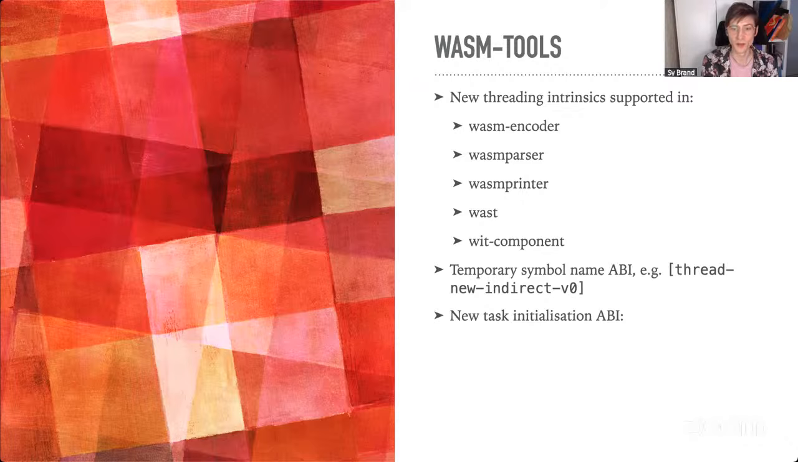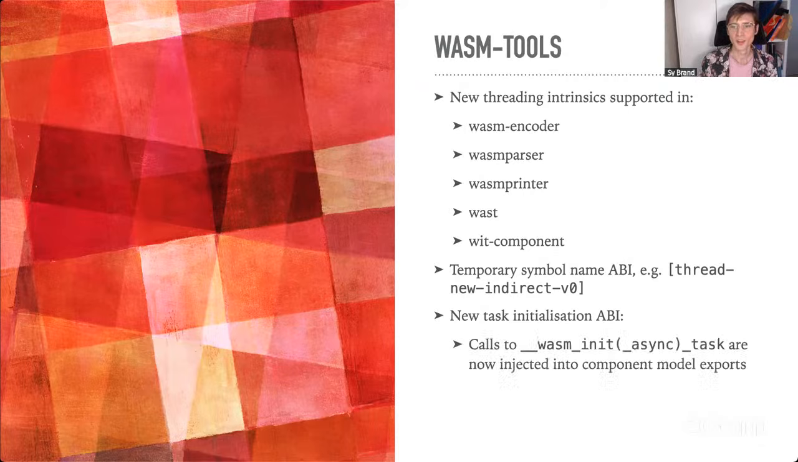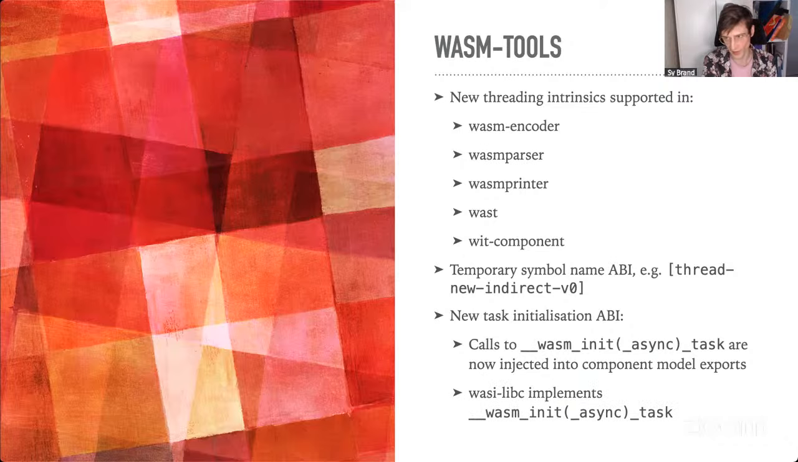We also importantly have a new ABI for task initialization. So remember when you call some export, you get a task, which needs to set up the stack pointer and the TLS base. So what we do for that is WASI-libc is going to create this function called wasm init task or init async task, and wit-component ensures that calls to this get injected into every component model export. So you always have a valid thread context set up. And WASI-libc implements those.